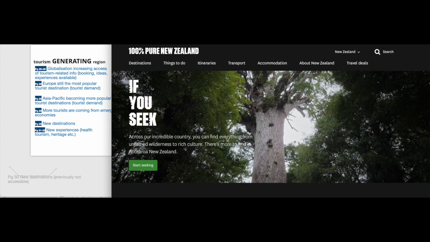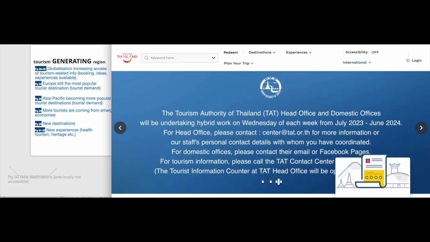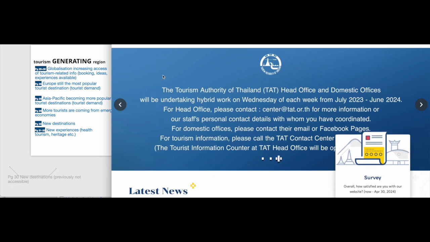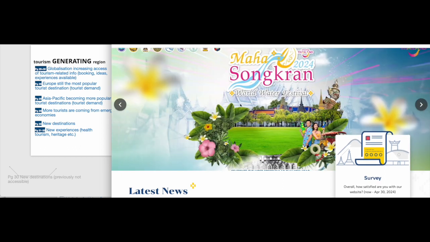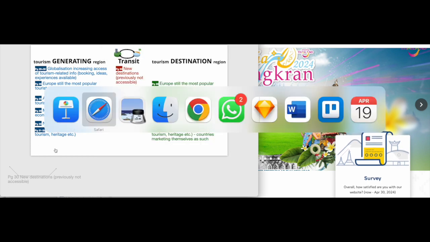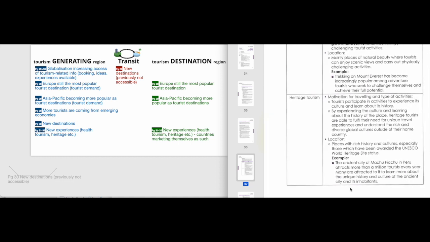Okay, if you look at Thailand, for example, this is the Amazing Thailand tourism website. Okay, look at what they're marketing themselves as. All right, historical areas. Okay, culture, but not the beautiful beaches or the national parks. So they're actually trying to market people more towards heritage tourism.